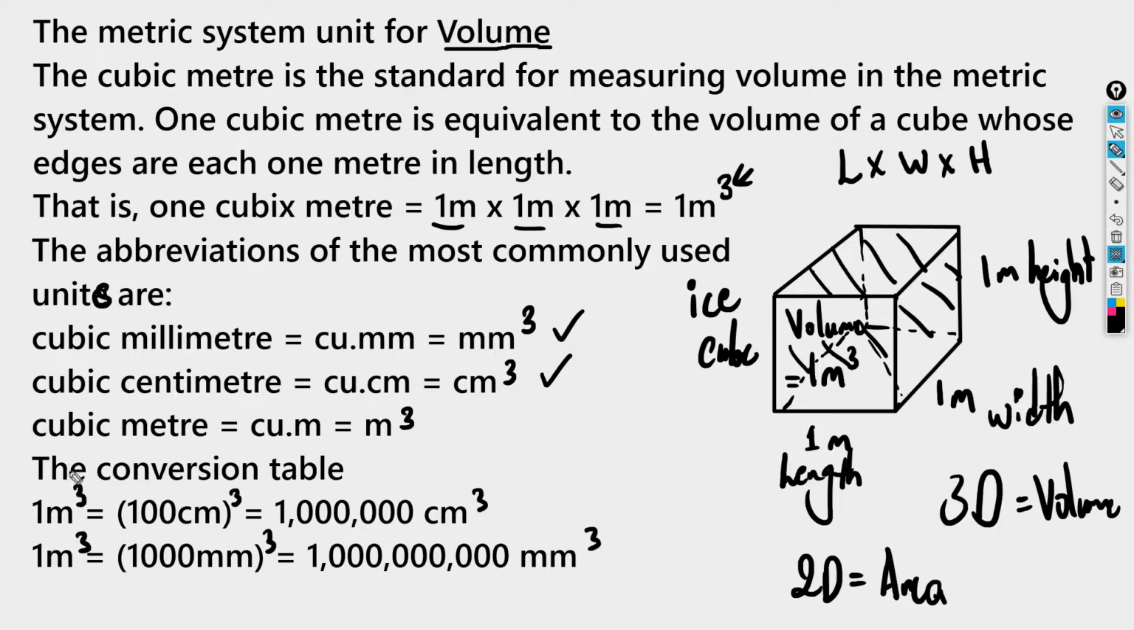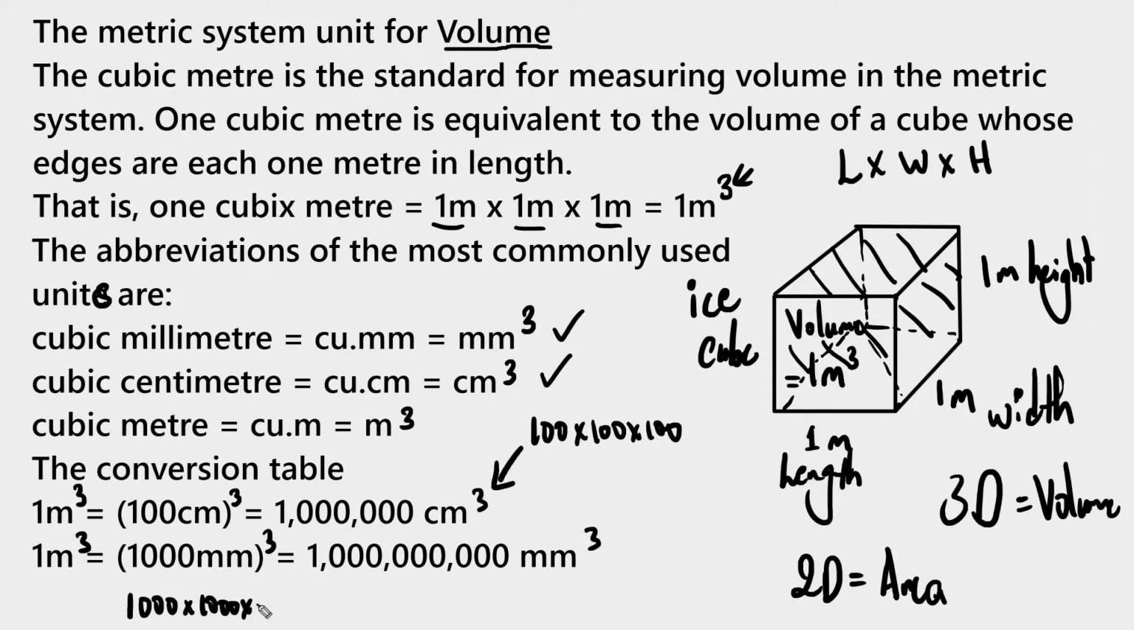If we look at the conversion table here, we have 1 meter cubed is equal to 100 centimeters cubed, and this would actually be 100 multiplied by 100 multiplied by 100, which would give us 1,000,000 centimeters cubed. Cool. Same thing here, 1 meter cubed is equal to 1,000 millimeters cubed, which would be 1,000 multiplied by 1,000 multiplied by 1,000, which would give us 1,000,000,000 millimeters cubed.